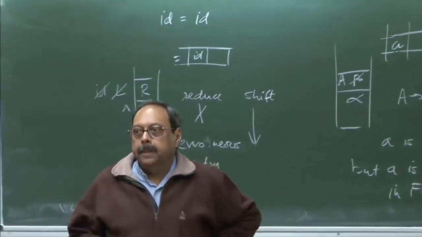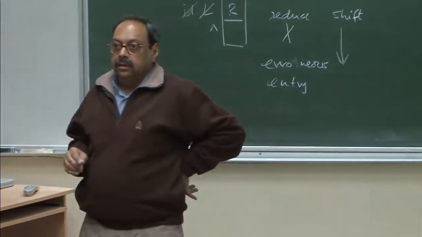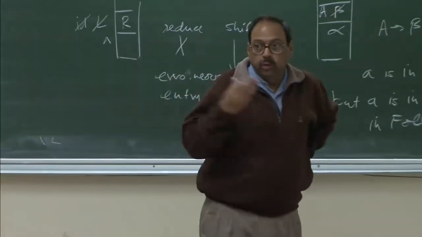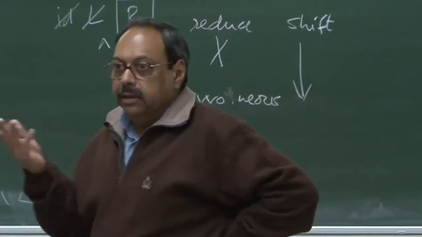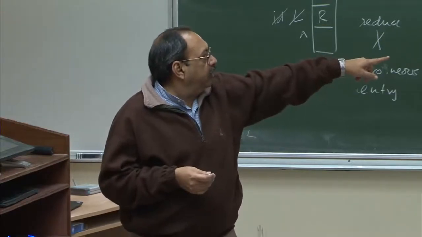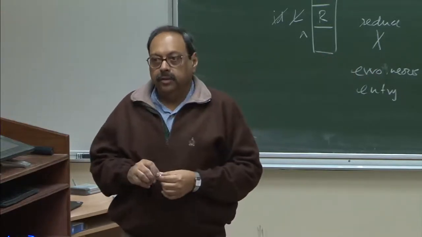Can there be only one symbol? Could be. Okay. There could be more. First of beta may contain multiple symbols. But this is going to be a subset of follow of B.